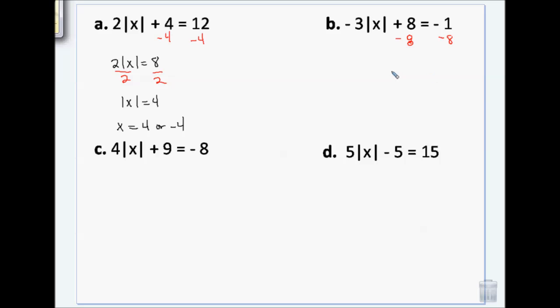Subtract 8 from both sides, and I get negative 3 times the absolute value of x is equal to negative 9. And I know I said the absolute value can't be negative, but we're not to the absolute value equals negative yet, so we have to get the absolute value completely by itself before we make that judgment. So we have the absolute value of x is equal to positive 3. So see, this is now okay. So x equals 3 or negative 3.